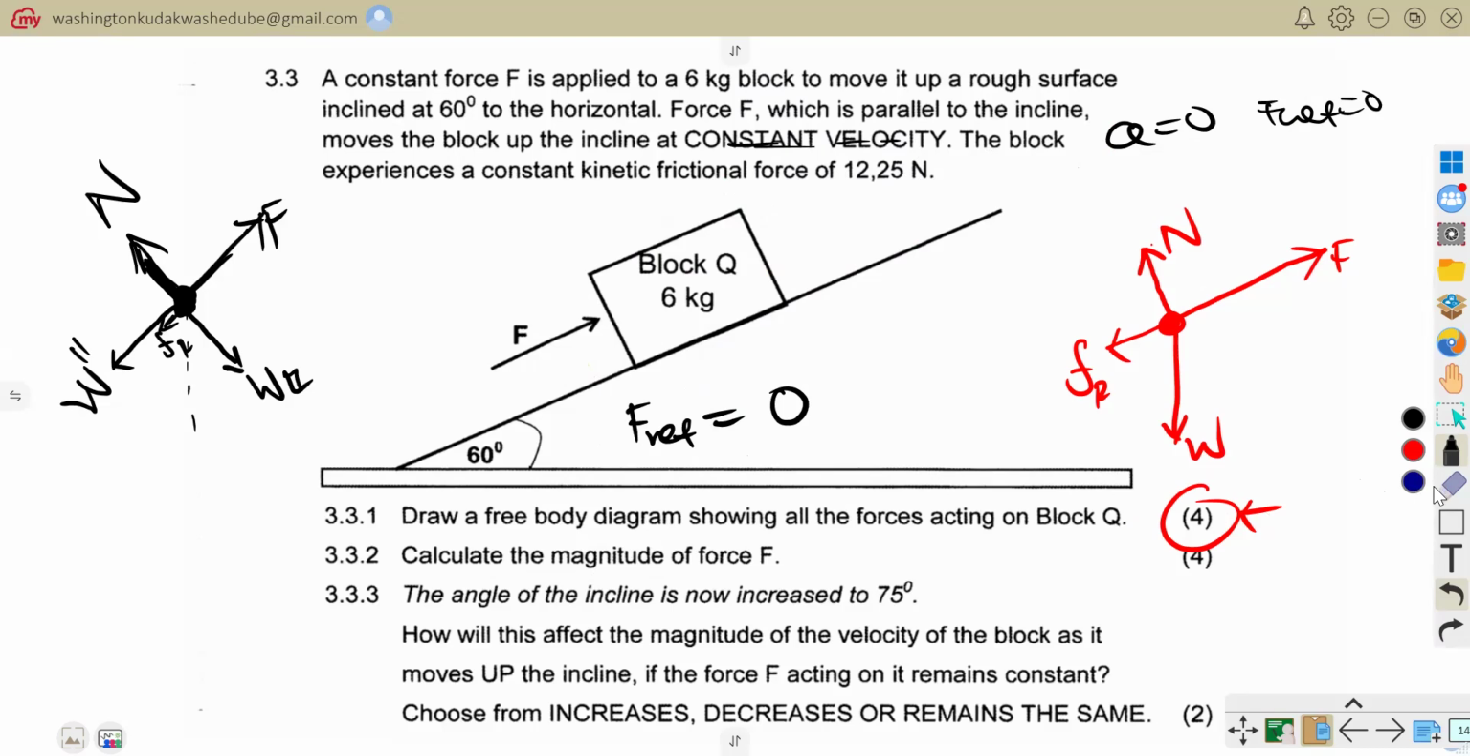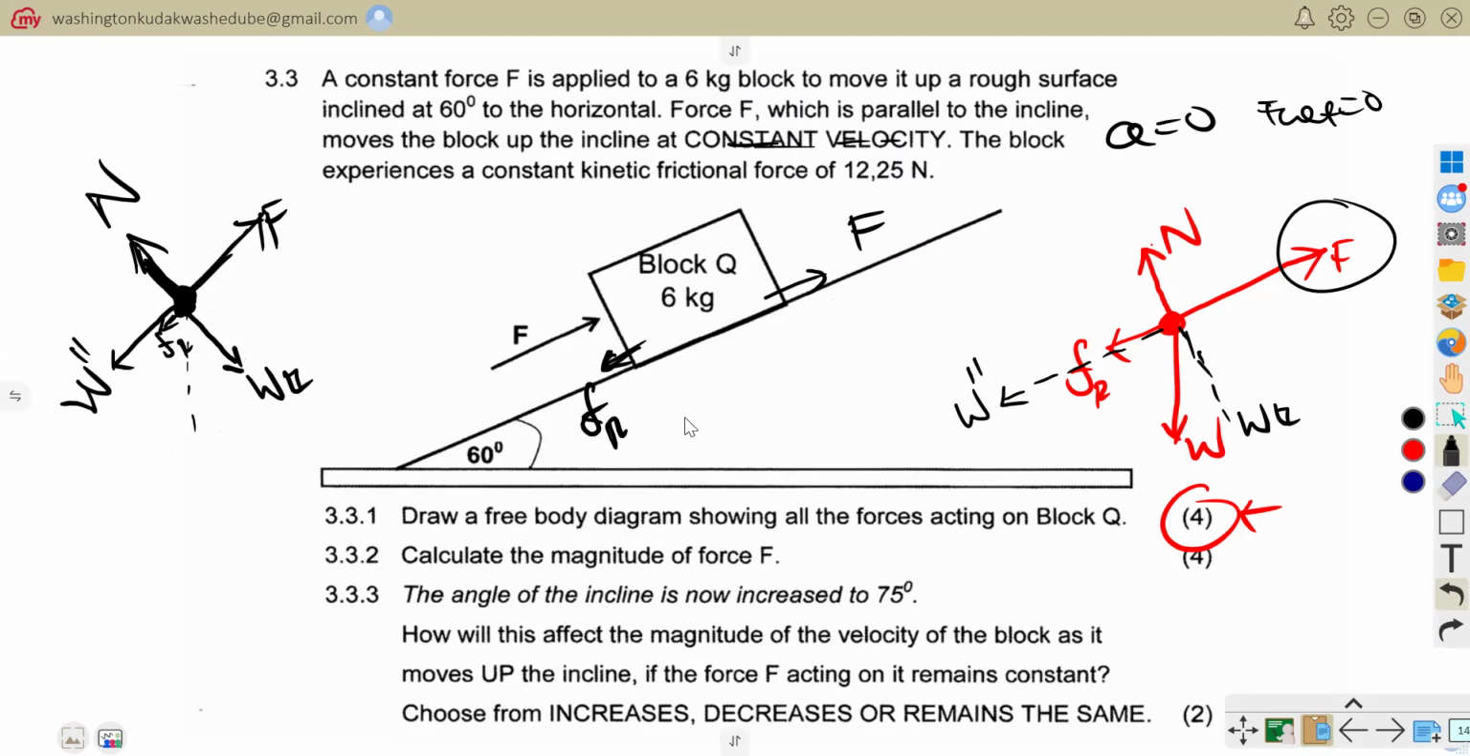If that is the case, and we are saying that the object is moving at a constant velocity, it simply means that it is moving upwards and it is facing a frictional force that is going downwards. So now you would see that this F is equal to the frictional force as well as this parallel weight component. That becomes the importance of resolving your weight into its two different components, where you would have your weight parallel component and your perpendicular weight component.